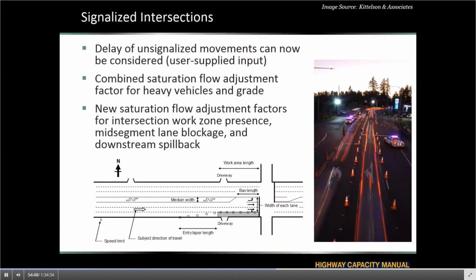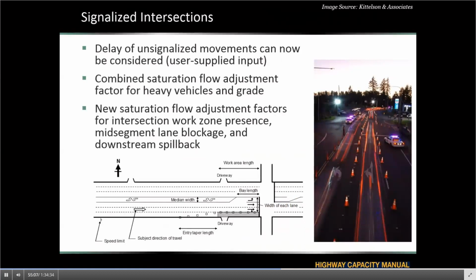So in the desire to establish consistency across chapters and allow for a fair comparison between different intersection forms, roundabouts and signals, as well as some of the new alternative intersections that are now in the HCM, that user input has been added for signalized intersection.